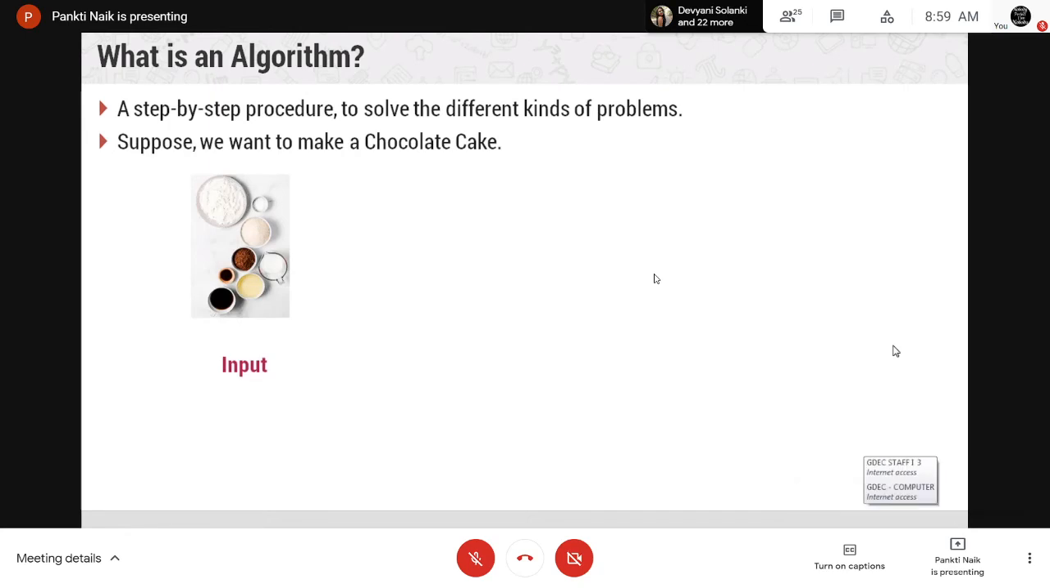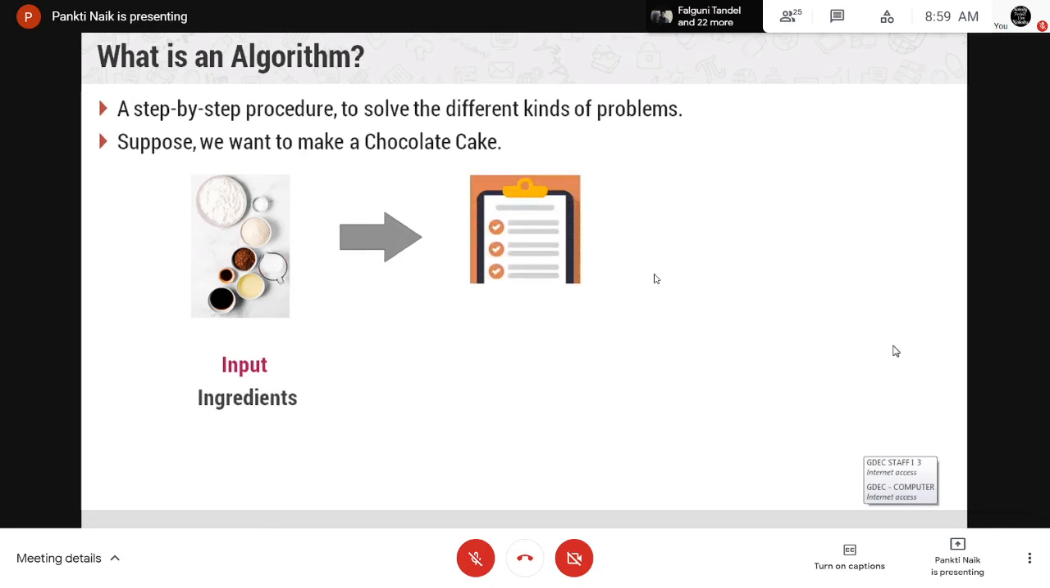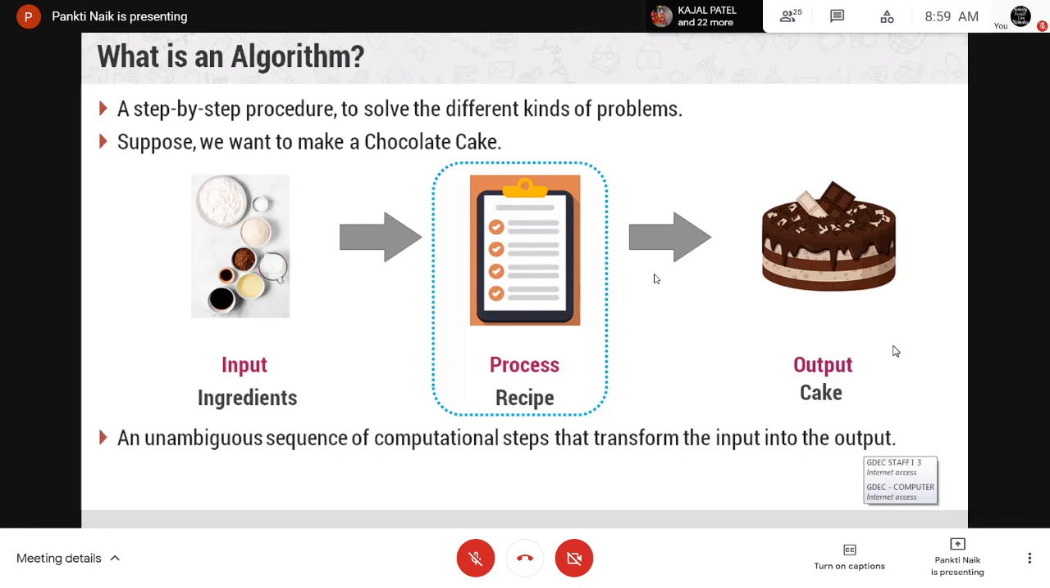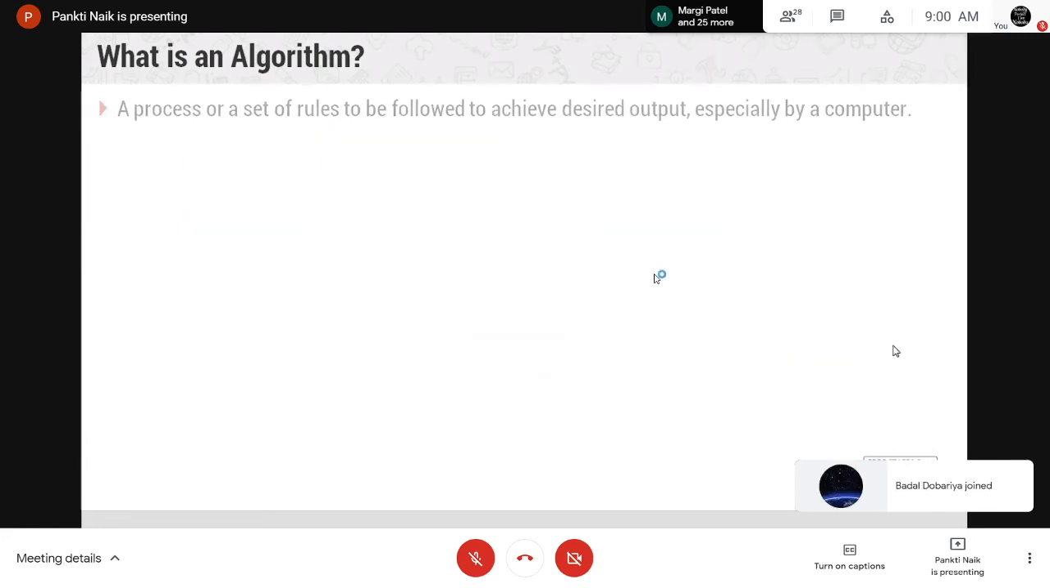So we saw one example of real-time problems. Suppose we want to make a chocolate cake, then we require the input, that is ingredients. We require a process, that is a recipe, and it will give you output, right? So here the recipe or process is the algorithm, right? Now, and the biggest sense of transfer the input into the output.